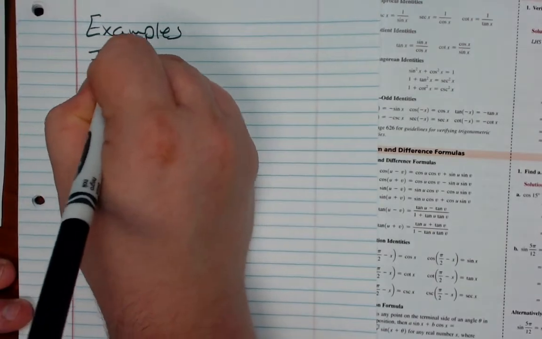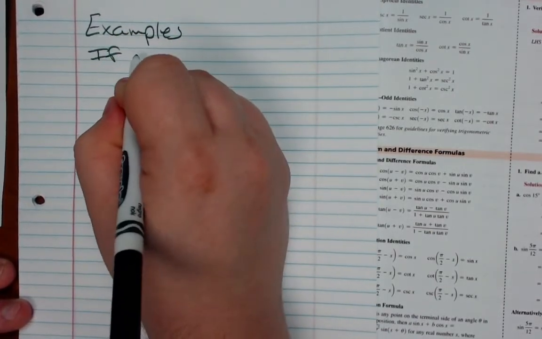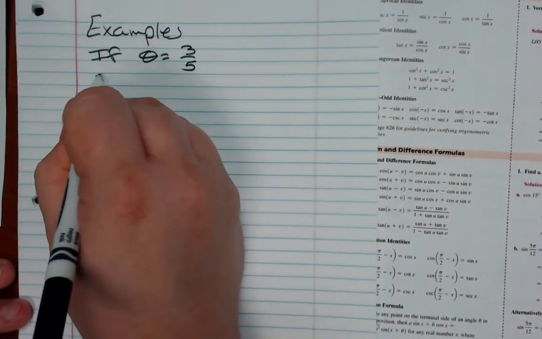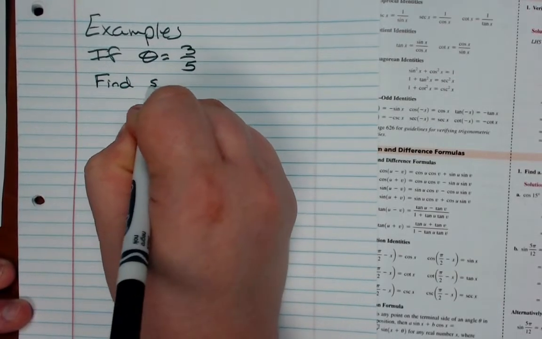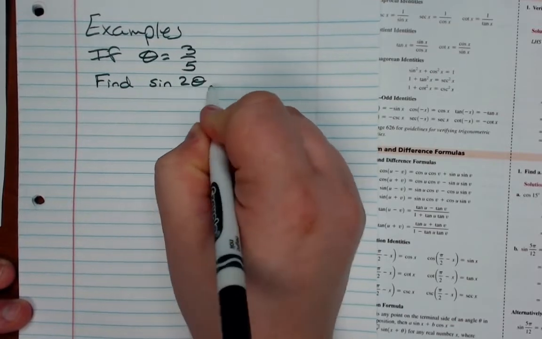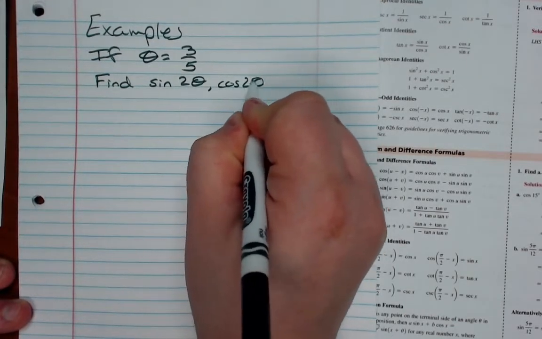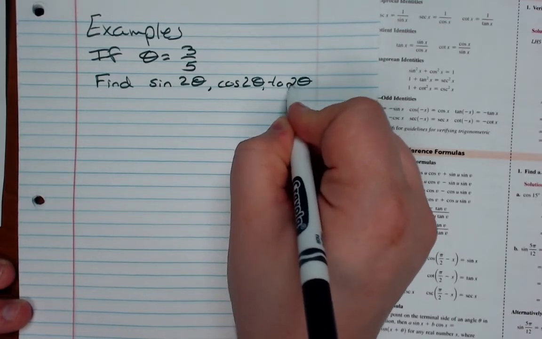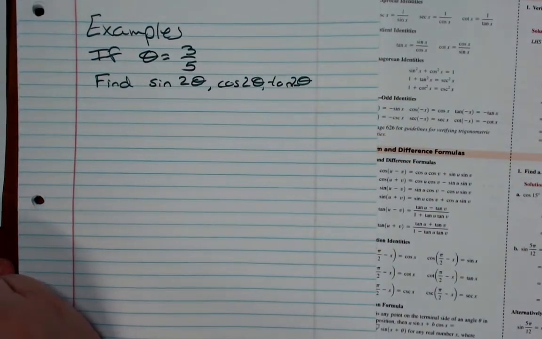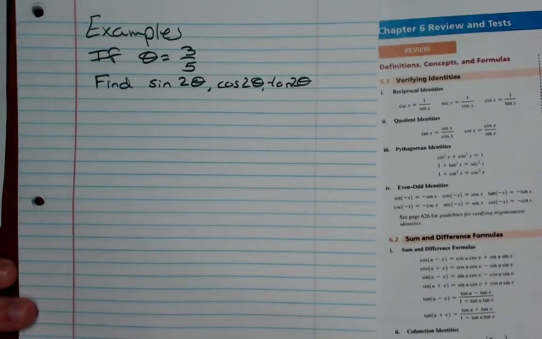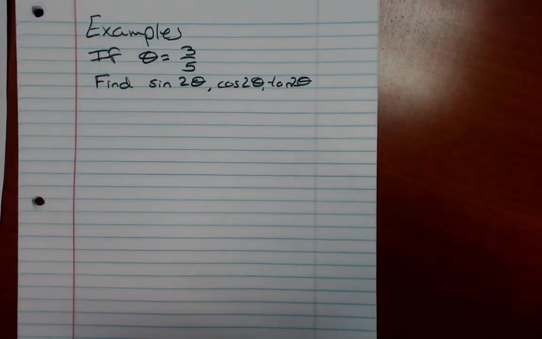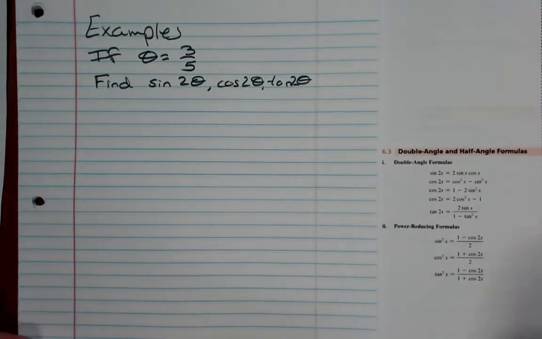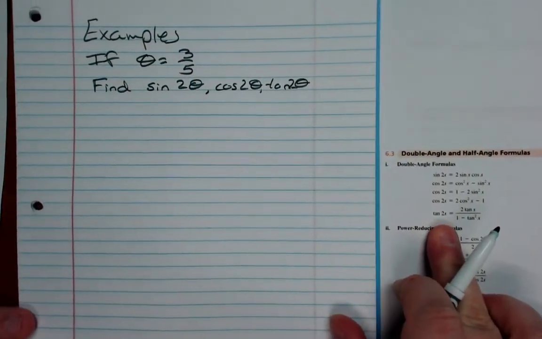If theta equals 3 over 5, find sine of 2 theta, cosine of 2 theta, and tangent of 2 theta. Also for this, we have our double angle formulas.